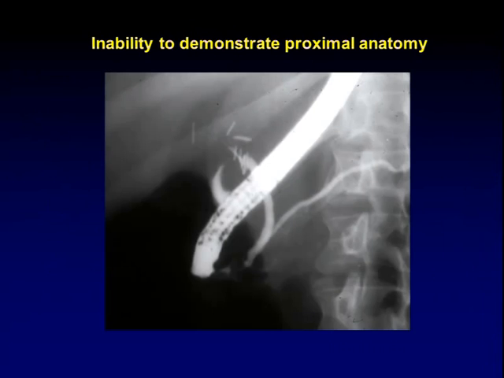Again, I think one of the caveats of ERCP and bile duct injury is its inability to demonstrate the proximal anatomy, which is the most important for us in terms of planning major bile duct injury repairs. Again, you can see an ERCP that shows the distal duct nicely with several clips, and then no proximal anatomy, which is the most important for us.